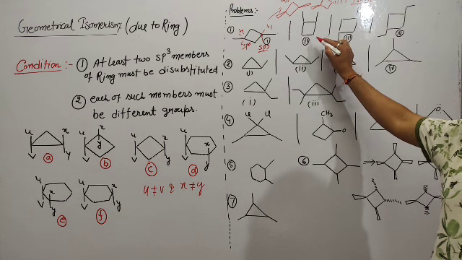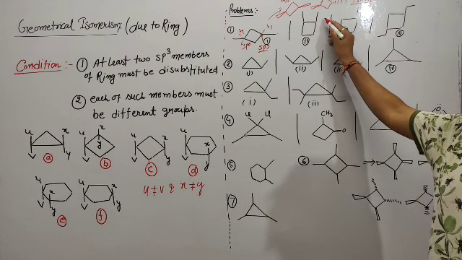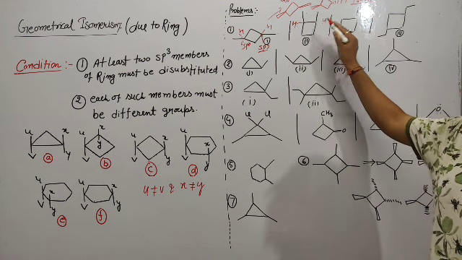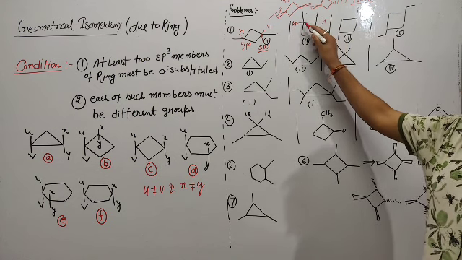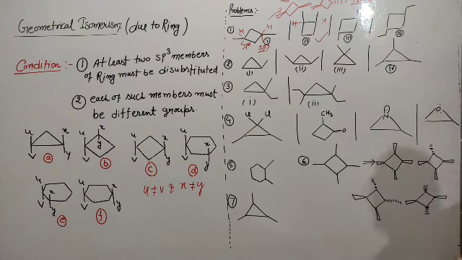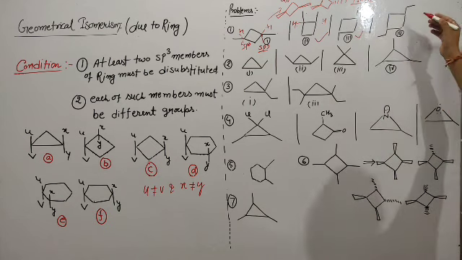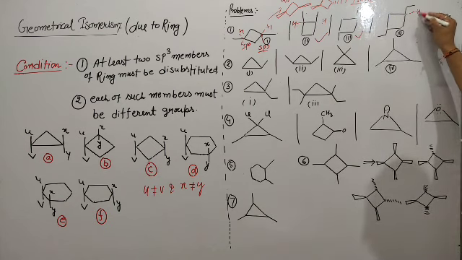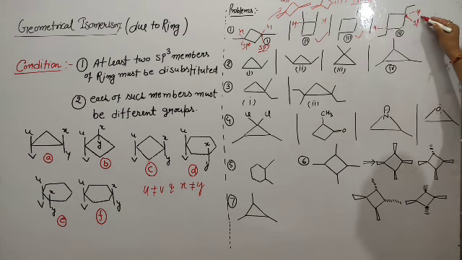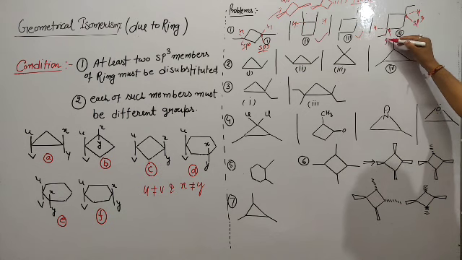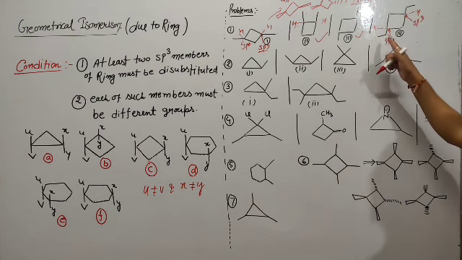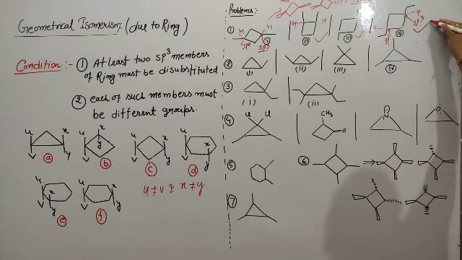Now come to example number 2. This molecule shows GI because methyl and hydrogen, both groups are different, and this carbon is sp3, so geometrical isomerism. Now the same, so geometrical isomerism. Now this shows it because here hydrogen and here also hydrogen, minimum two sp3 hybridized carbons are present in this molecule, and both groups attached on this carbon are different, also here both are different, so it shows geometrical isomerism.